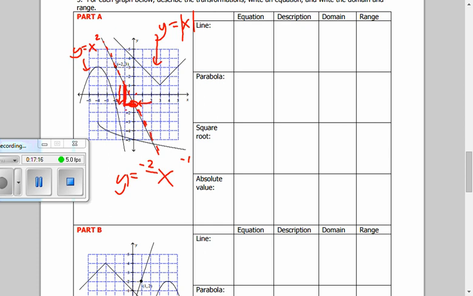Run always has to be positive. You always go to the right on these, so that'll always be a positive number. So there's my slope, and it touches its y-intercept, which I should put right here. Its y-intercept was -1.